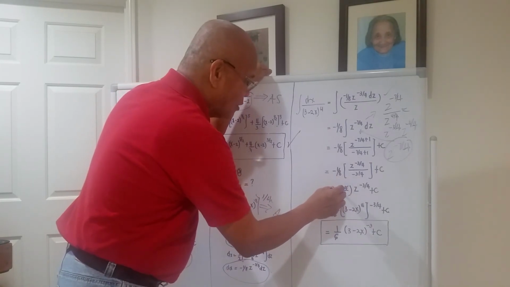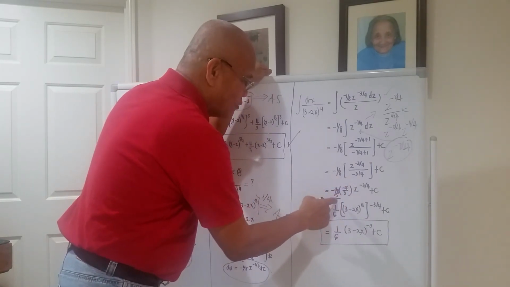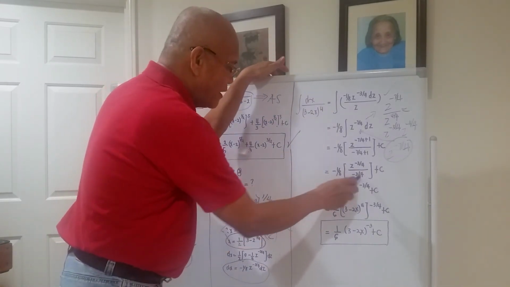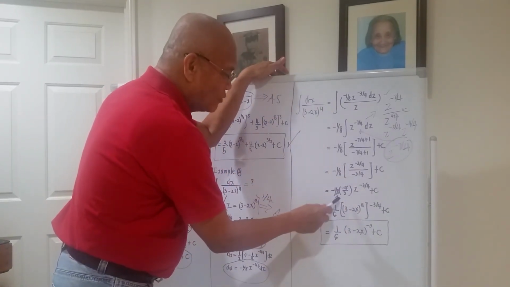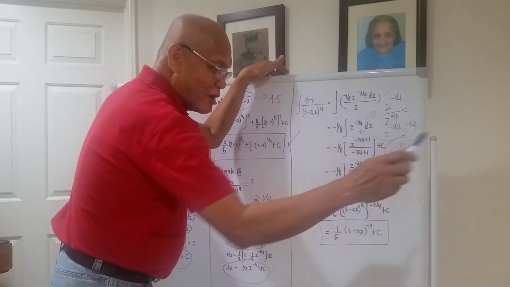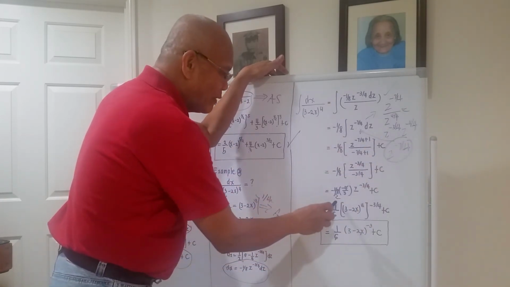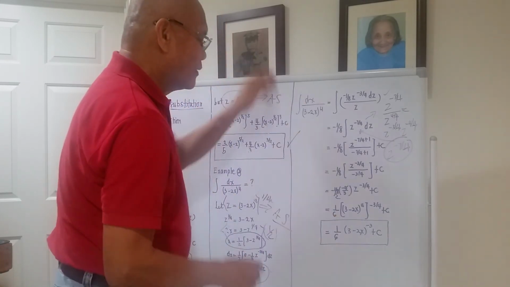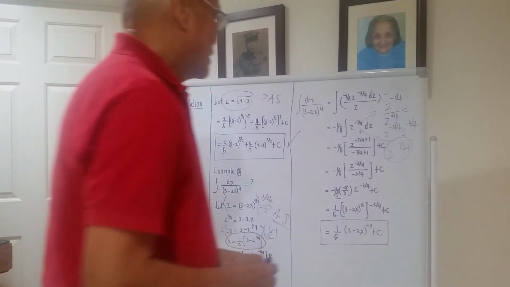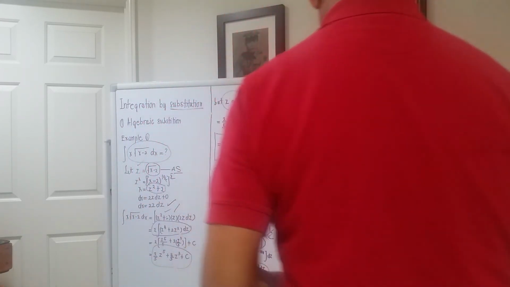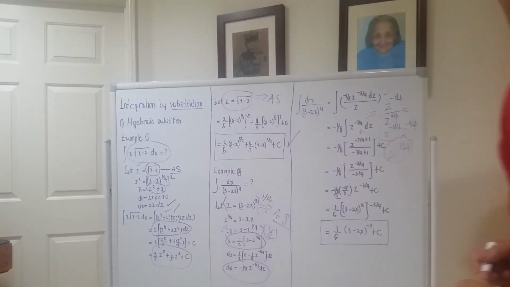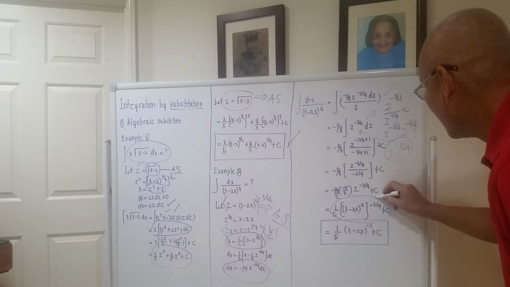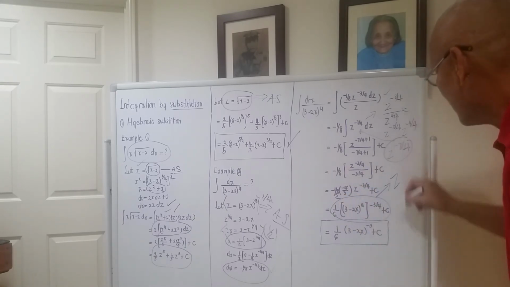This 4 here cancels with this. The bottom portion will be 2. Negative 1 times negative will be plus 1. 2 times 3 is 6. So the coefficient of the final answer will be positive 1/6, times z raised to minus 3/4. That is in terms of z.